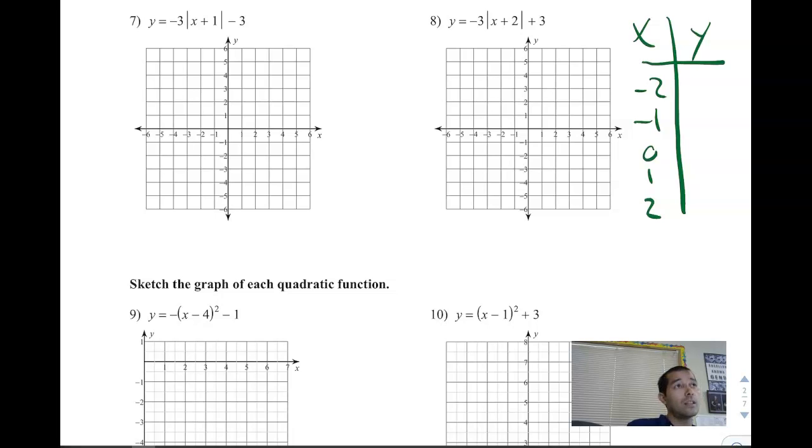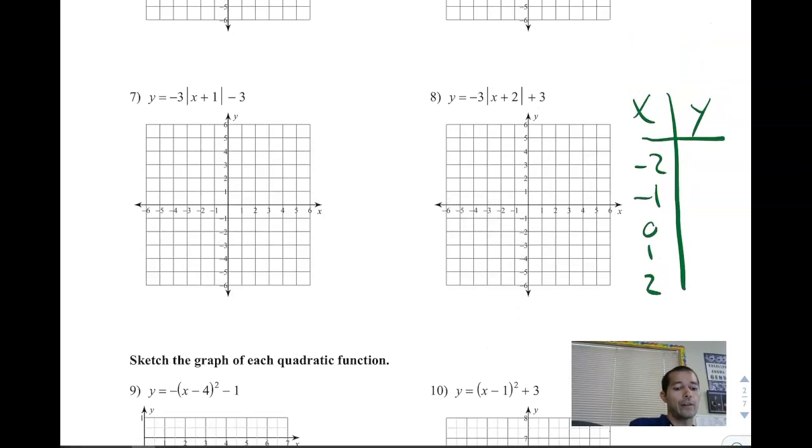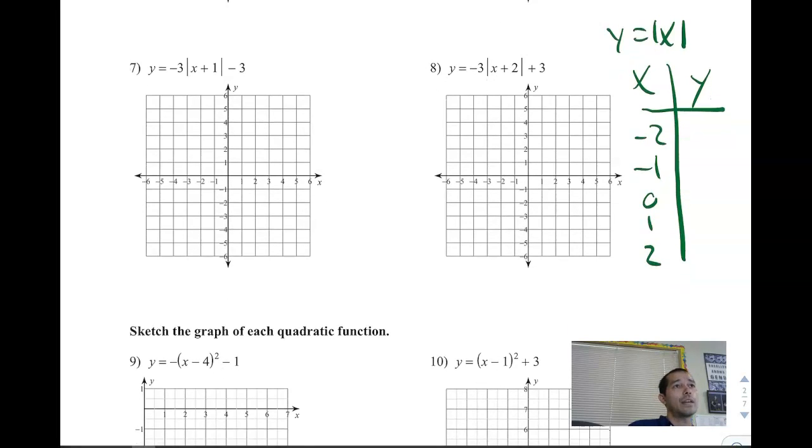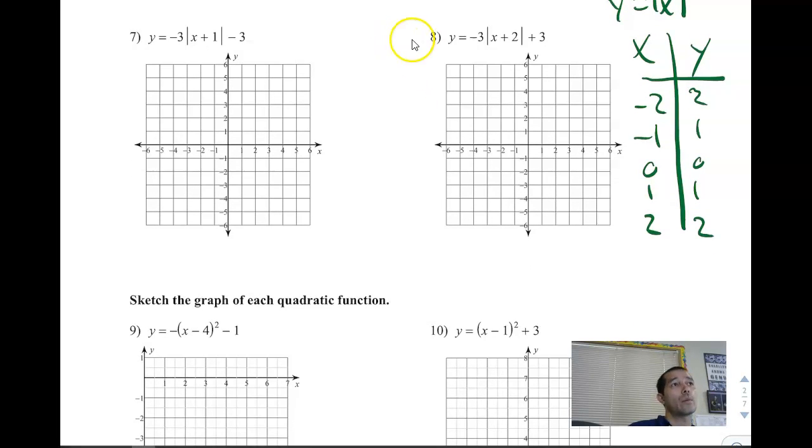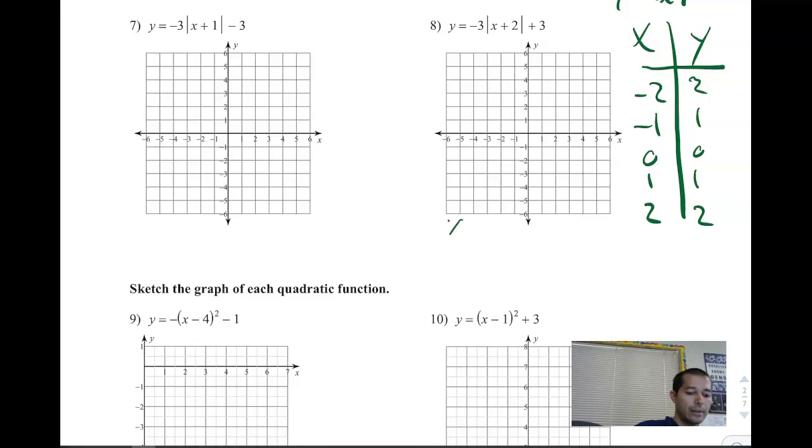Okay. And then we always take the absolute value, right? Because the parent function is y equals the absolute value of x. So the absolute values of the x's are going to be 2, 1, 0, 1, and 2, okay? Then we have to think about what the numbers in the equation do to that XY chart. So the plus 2 moves the whole graph to the left 2, and the negative 3 multiplies all the y values by negative 3. So I'm going to write that down right now.